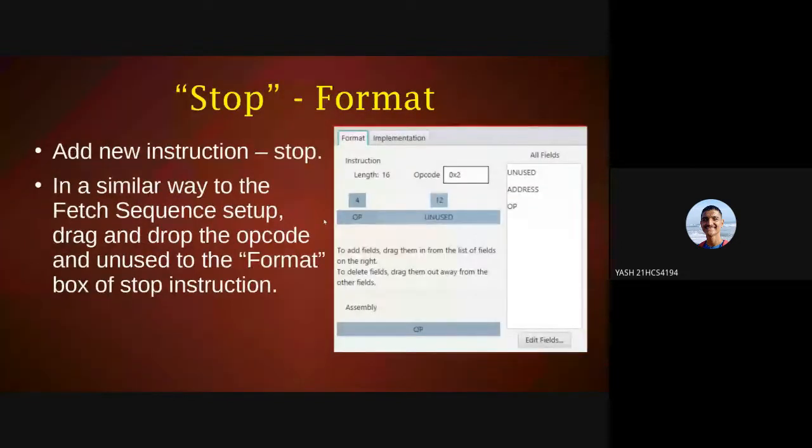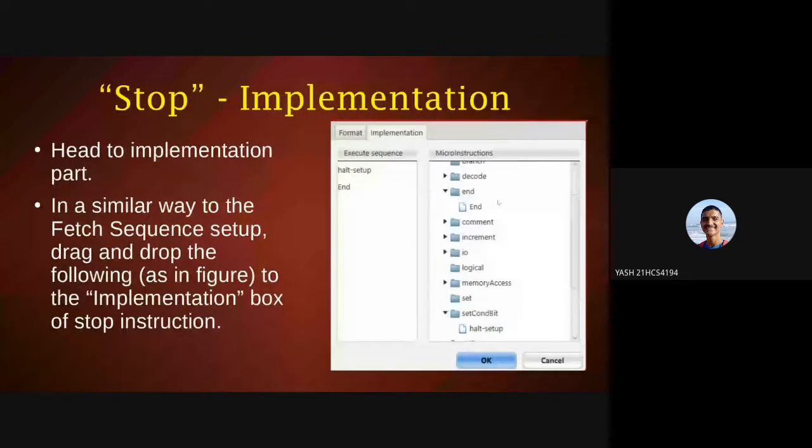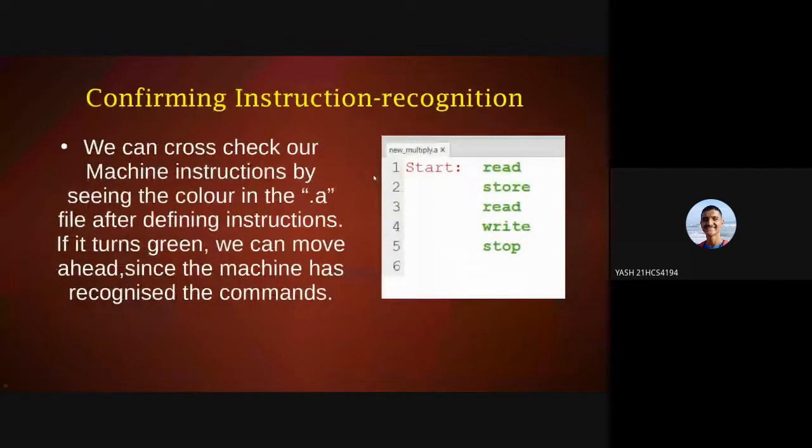Now after it, we have the stop, with the same OP code and unused. In the implementation part, I have used the halt bit that I created earlier, and then end. So the halt bit will be changed to 1, and then the program execution will stop. Now, after this much of the process, we will see that the color has changed to green. So now we can go to our machine and load and run our code.